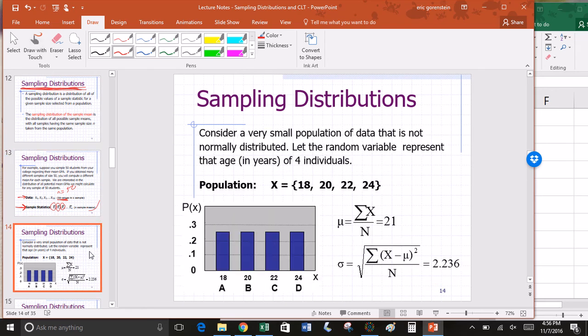So to give you a finite example of what I mean, here's the population. It's a very small example. The population has only 4 numbers. This population has a uniform distribution: 18, 20, 22, 24. Each number has exactly a 25% chance of being selected. So here's the distribution of the entire population. We calculate the mean, 21, and we can calculate the standard deviation, 2.236.